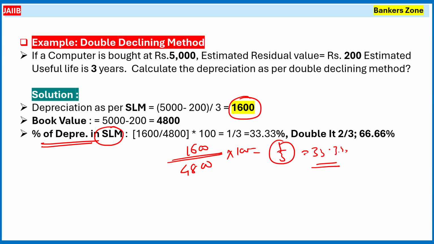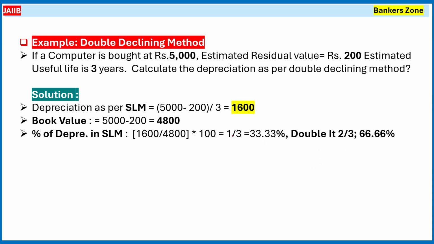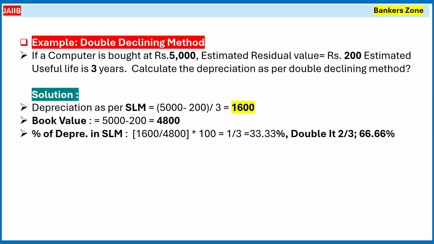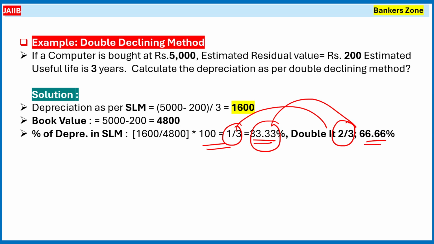33.33%. Okay, just double it. So either you can take 1 by 3 for simplicity, or you can take 33.33. We have to double it simply. So you can take 2 by 3 for ease of calculation, or you can simply take 66.66. It is your choice, right? 1 by 3 I have taken for simplicity. Doubling it, simply 2 by 3. Or if you have confusion, you can take simply 33% for straight line. You just double it, you will get 66.66%.